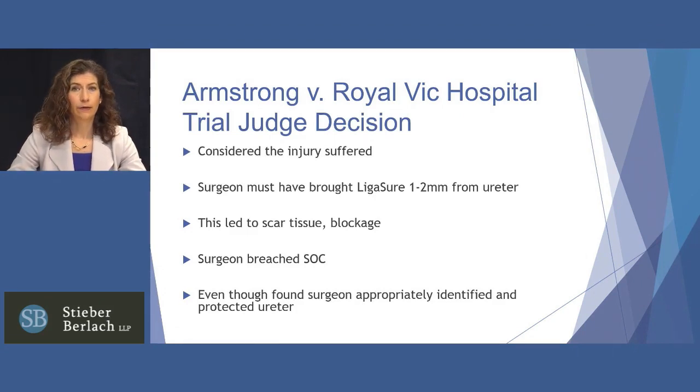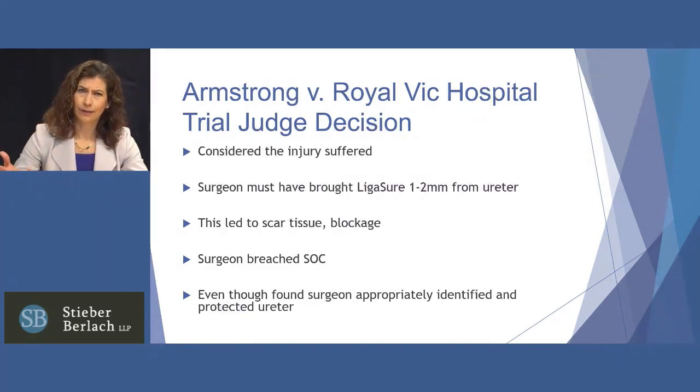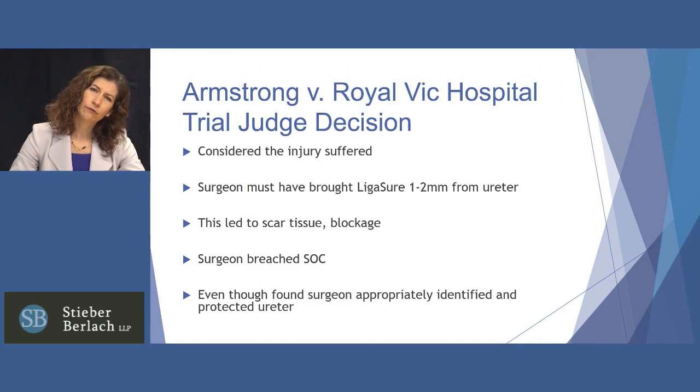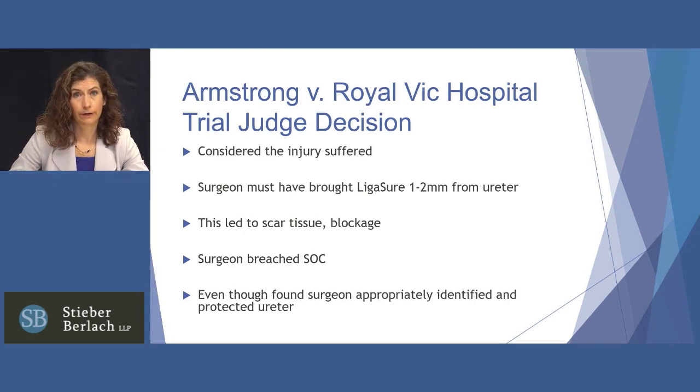So the trial judge has to decide what to do with all of this. And the trial judge said, well, I know what the injury is. The injury is that the ureter has been damaged. And that fact, that circumstantial evidence of the ureter being damaged, means that the surgeon must have brought the ligature within 1 to 2 millimeters from the ureter, which then in turn led to scar tissue and blockage. Therefore, I can conclude that the surgeon must have breached the standard of care. And the trial judge reached that conclusion even though he found that the surgeon had taken the appropriate steps to identify and protect the ureter.